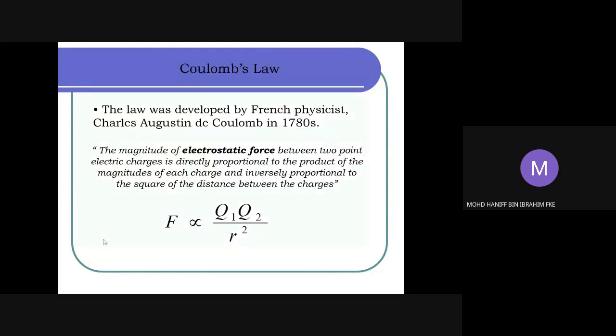Okay, so Coulomb's law was developed by a French scientist, Mr. Coulomb. This law is named after him. He said that the magnitude of electrostatic force between two point electric charges is directly proportional to the product of magnitudes of each charge and inversely proportional to the square of the distance between the charges. This is the statement of Coulomb's law.